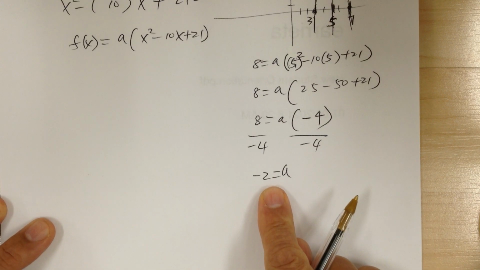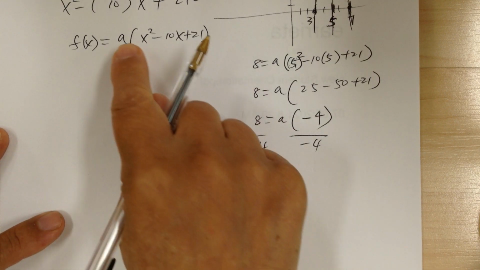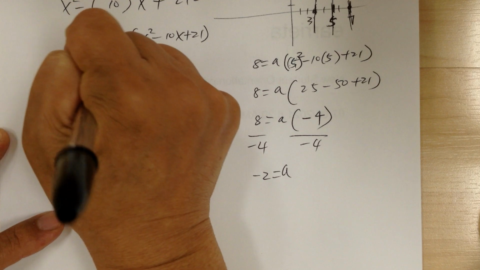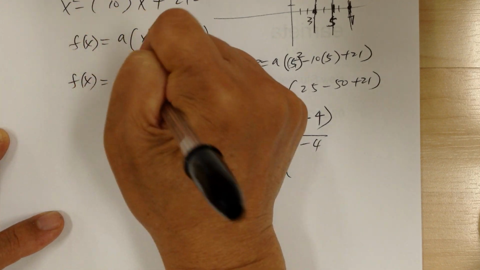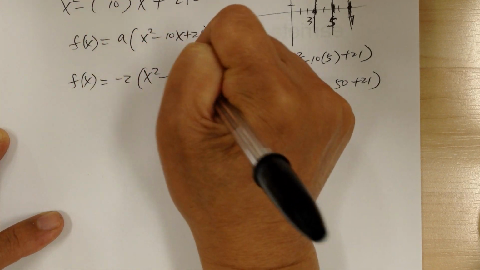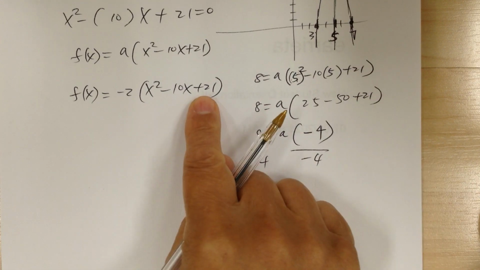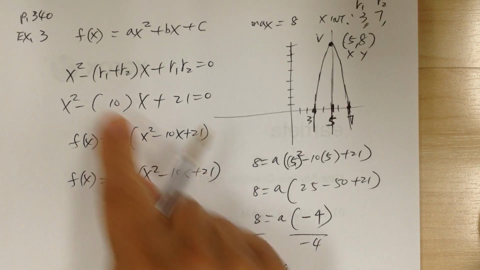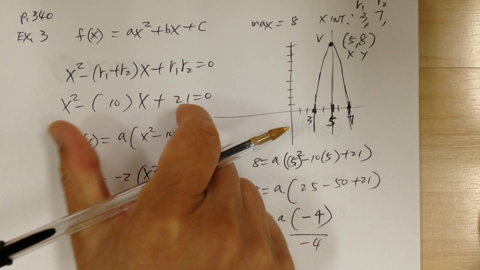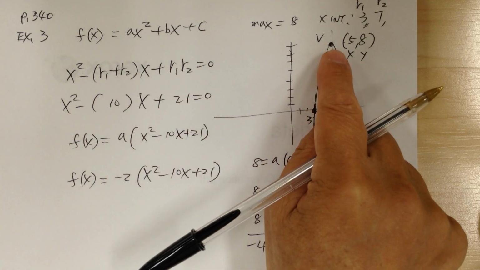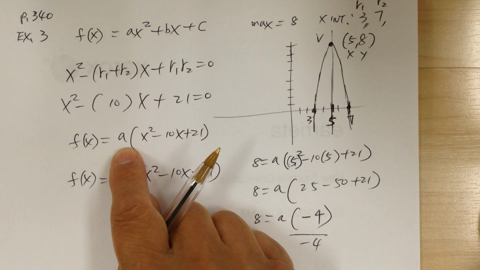So once you know a equal to -2, you can put it back over here. So f of x equal to -2 times x squared minus 10x plus 21. Okay, so that's your equation. So you can use your root equation to get your basic equation, and then from there you can use additional information to find your multiplier.